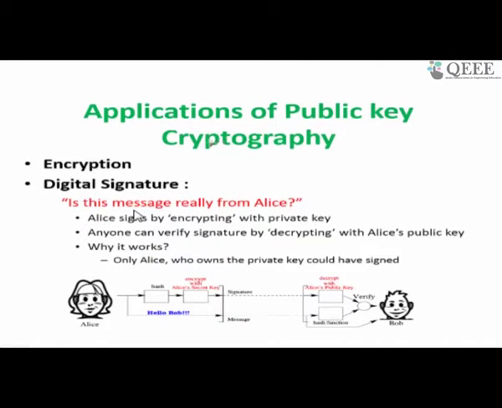So what are the applications of public key cryptography? We have already seen one application, that is to obtain confidentiality. We had seen the encryption scheme where Alice takes Bob's public key and encrypts the message with his public key, and Bob will be able to decrypt it because he has the corresponding private key.